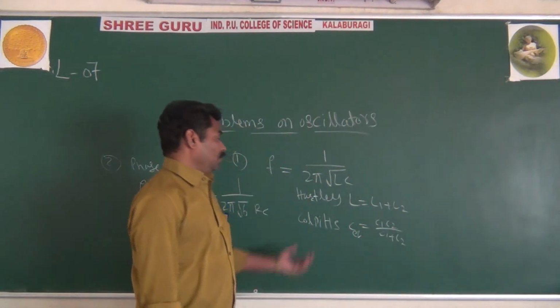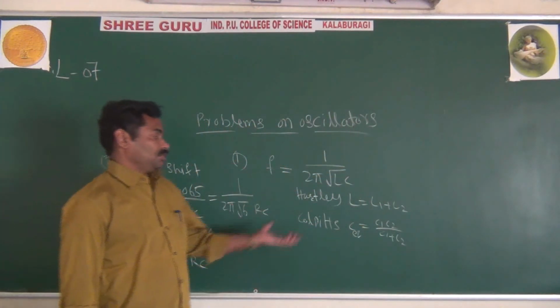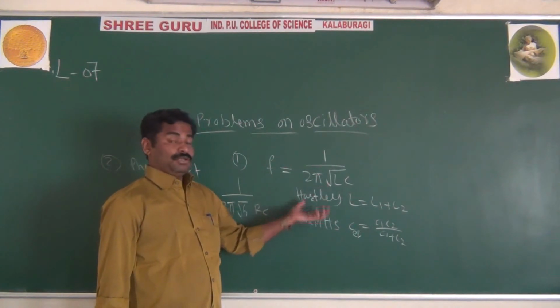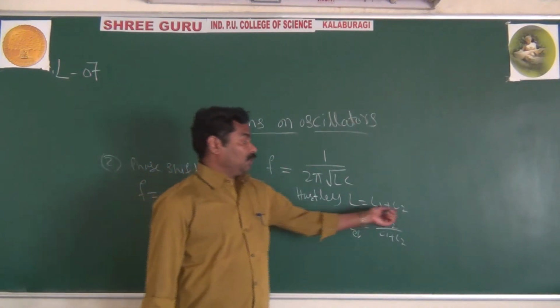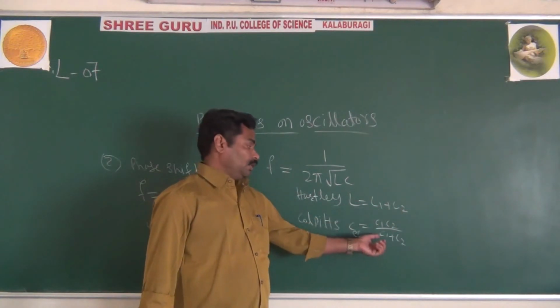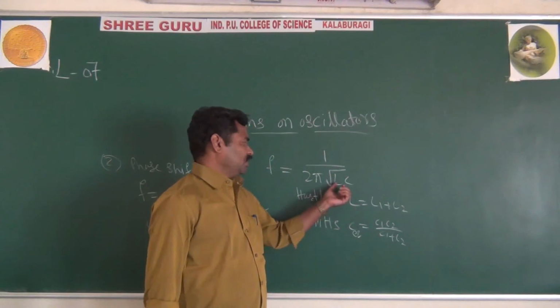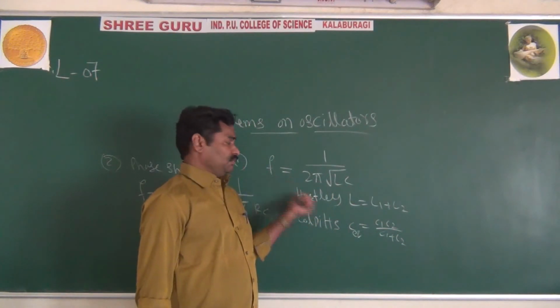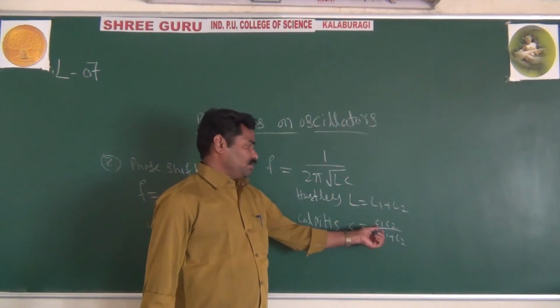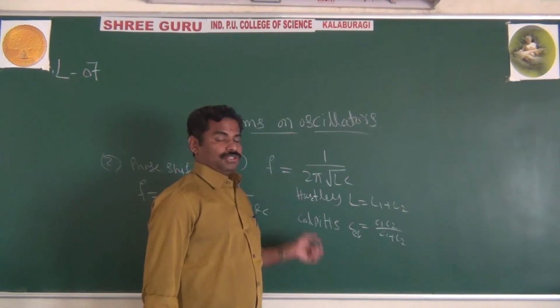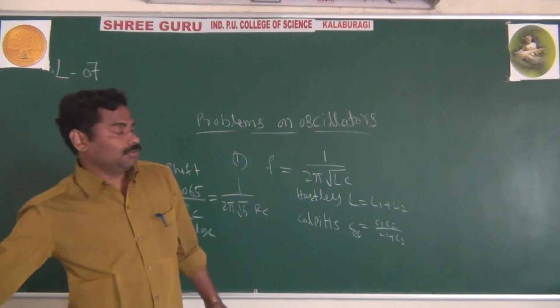Many times this question is asked for your Hartley and Colpitts oscillators, because here they may introduce the problem. Here they may give L1, you have to find L2. Or here they may give C1, you have to find C2. Or if they give L and C both, you have to find the frequency of oscillation. Here also, if you are given C1, C2 and L, you can easily find the frequency of oscillation. This is the formula you are using in your oscillator.